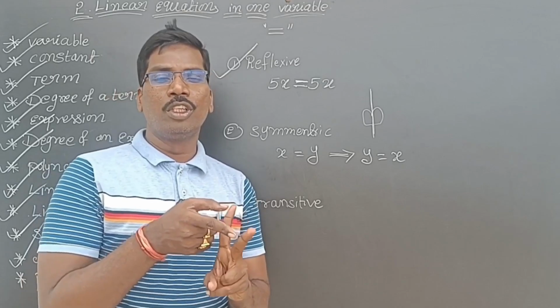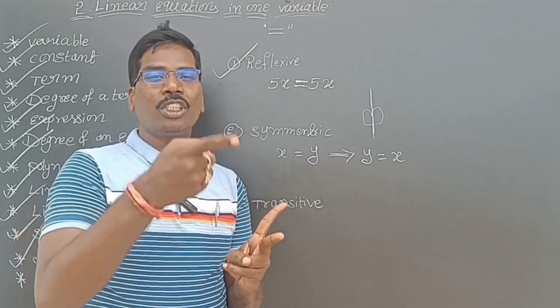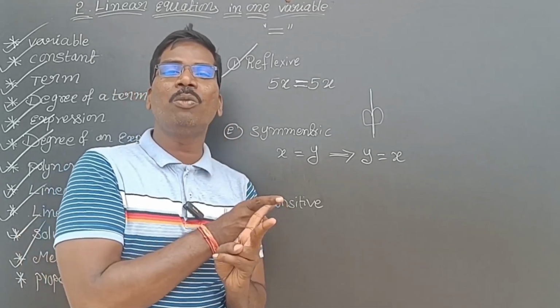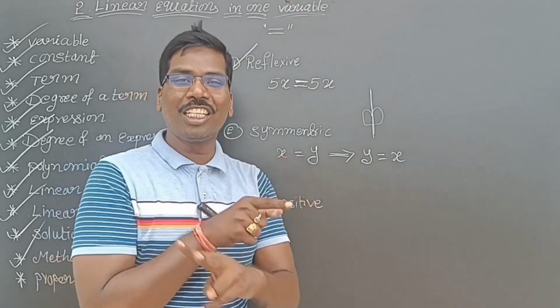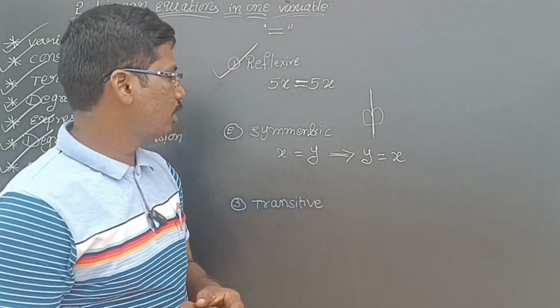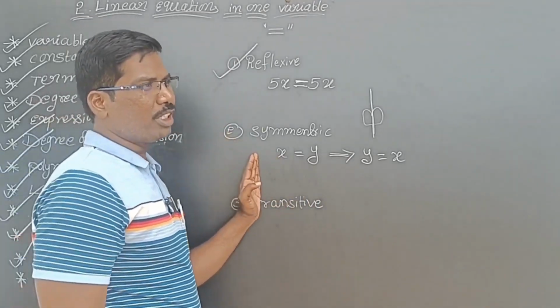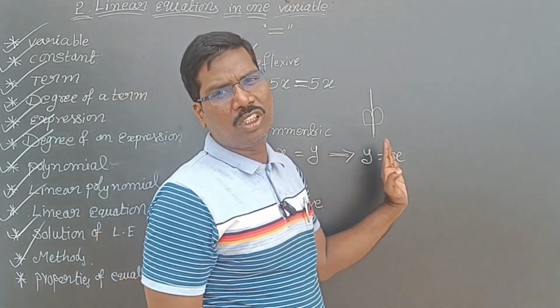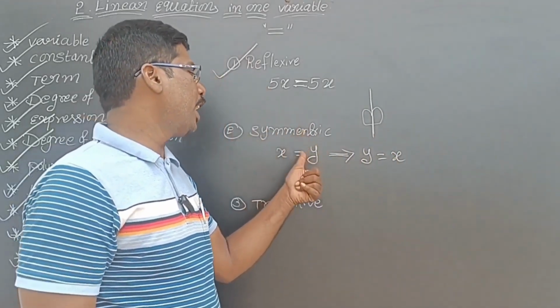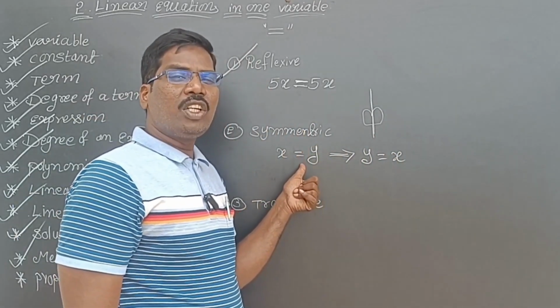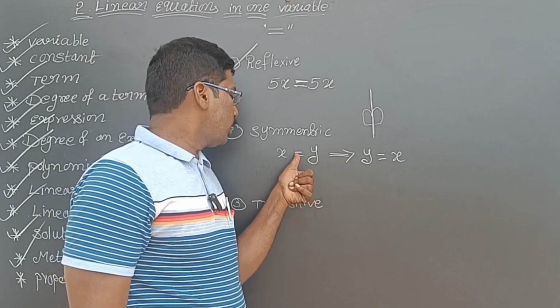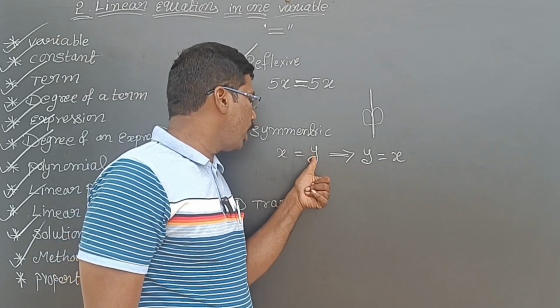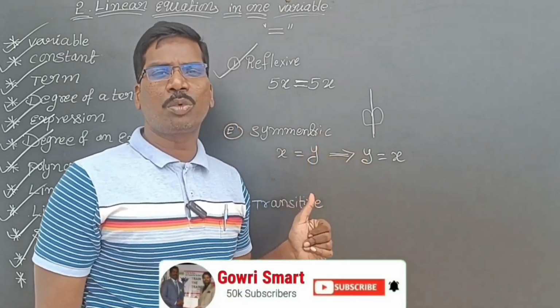Don't say boy and girl. If a boy is a brother to a sister, then the sister is not a brother to the boy, isn't it? So that fails with a boy and a girl. See here, symmetric: if the first number is equal to the second number, then the second number is equal to the first number. That is called symmetric property in equality. This value is equal to this value means this value is equal to this value. That is called symmetric property.